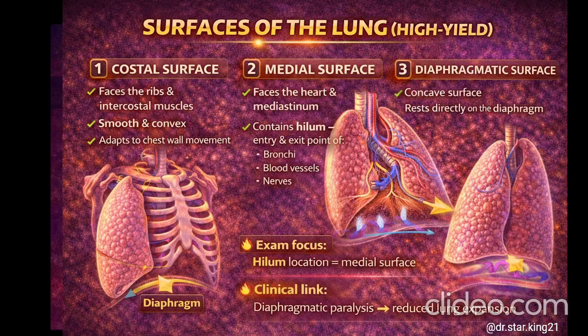Coming to the surface of the lung, to understand lung anatomy, imagine how the lungs fit inside the chest like a puzzle piece. Based on location, the surface is divided into the costal surface, medial surface, and diaphragmatic surface. The costal surface faces the ribs and intercostal muscles. It is smooth and convex and adapts to chest wall movement, and this surface expands and contracts with rib movements.